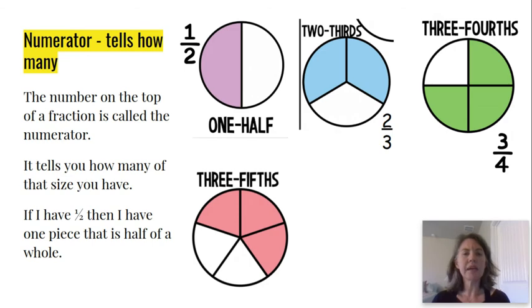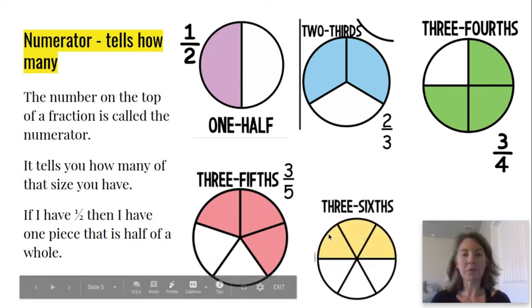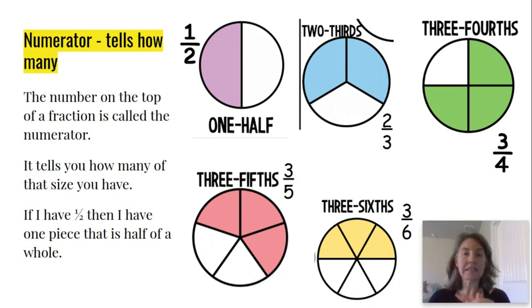The next one, my size, my denominator, is fifths. 5 of them make a whole, and 3 of them are colored. So 3/5 is my fraction for that one. And then I think I have one more. This one is divided into sixths. 6 of them would make a whole, and in this case, 3 are shaded. So I have 3/6. Notice the denominator is the size that I'm talking about, and the numerator is how many I am talking about.